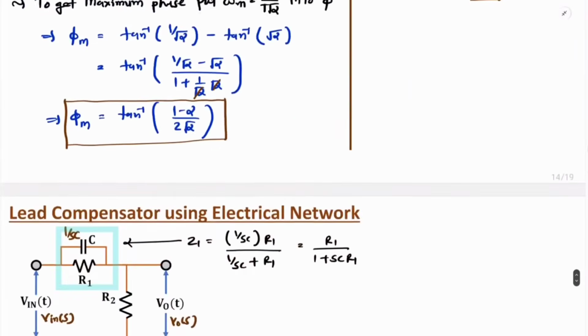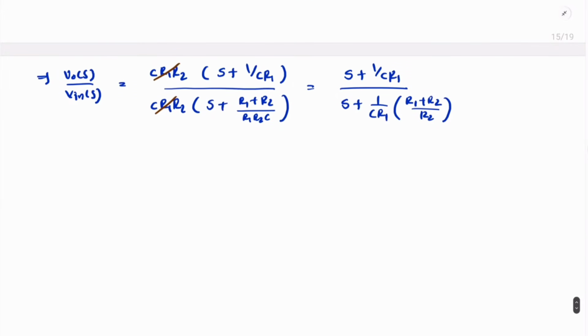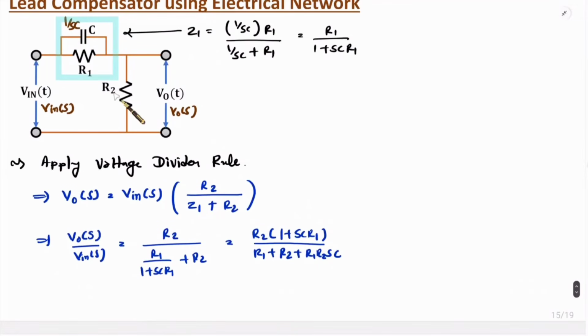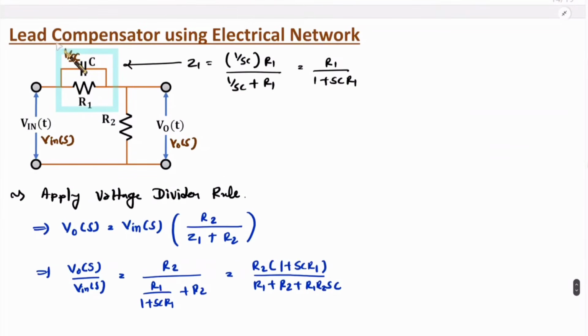So here, what is T? Here our T is CR1, and alpha is R2 divided by R1 plus R2. As I have told you, the alpha value should be lower than 1. It should be lower than 1. So this is how we can represent the transfer function of this electrical network in the form of a lead compensator, right?